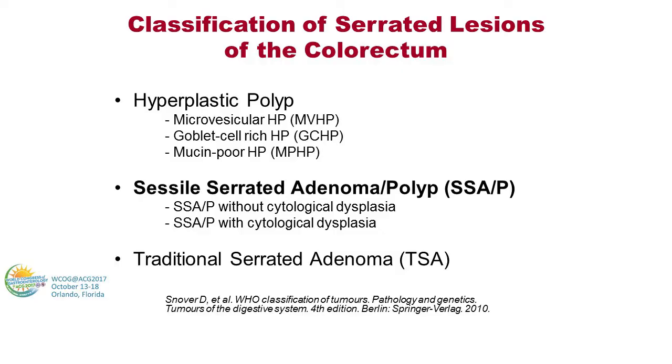To get our nomenclature house in order, first and foremost, the WHO updated the classification of serrated polyps in 2010, and this is really what we should all be going by. There are three major classes of serrated polyps. Hyperplastic polyps, with three subdivisions that are distinguished molecularly and histologically, but really have no relevant clinical correlates at this point. Hyperplastic polyps are considered benign lesions. The more relevant ones from our standpoint are the sessile serrated adenoma or sessile serrated polyp and the traditional serrated adenoma, and both of these lesions are considered premalignant.